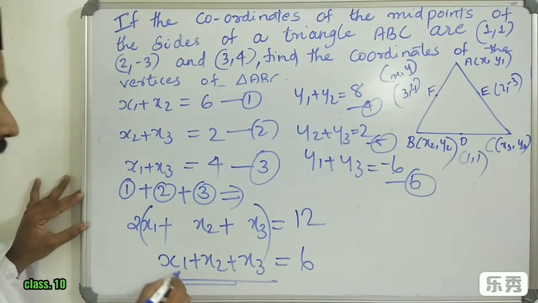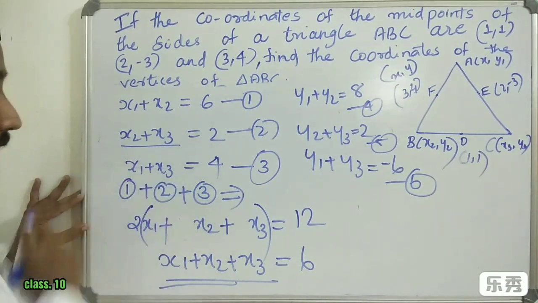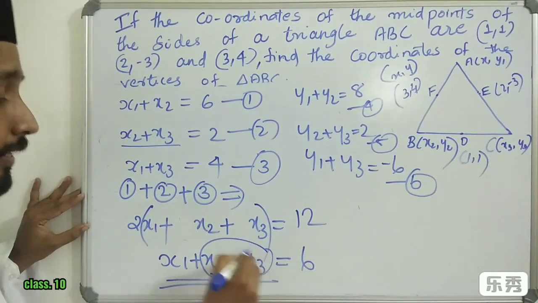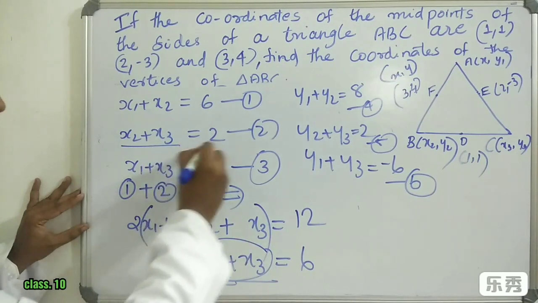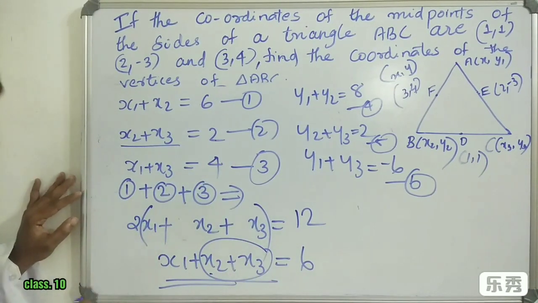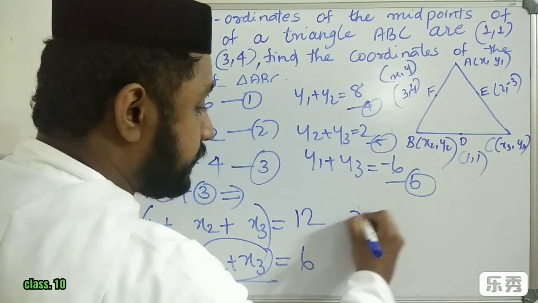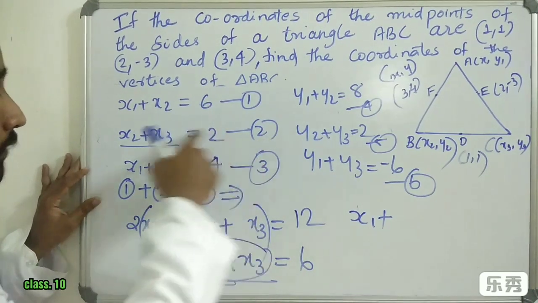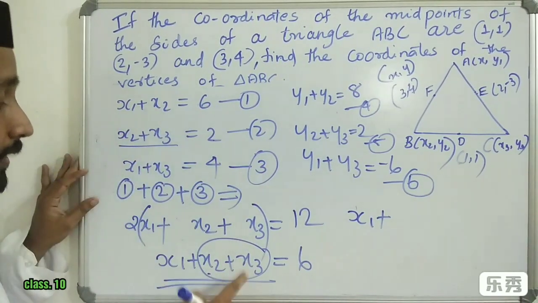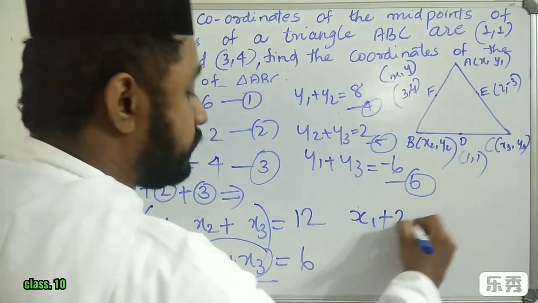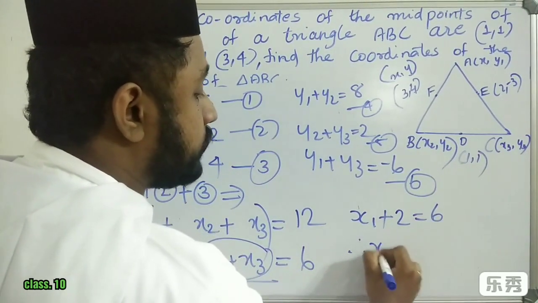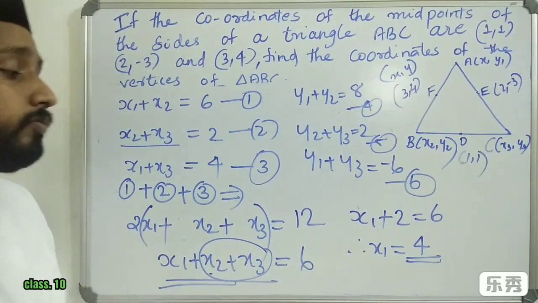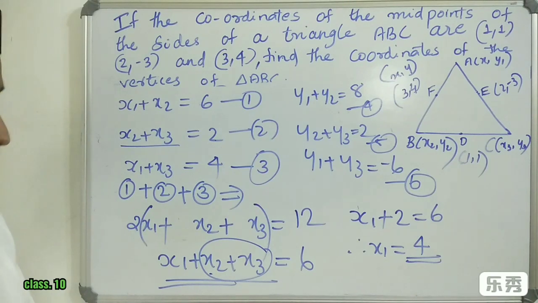Now look here. We know x2 plus x3 is 2. Here x2 plus x3, instead of this we give the value 2. Then we will get the value of x1, which means x1 plus x2 plus x3, from equation 2, we know x2 plus x3 is 2. So x1 plus 2 is equal to 6. Therefore x1 is equal to 6 minus 2, 4. So we got x1 is equal to 4.